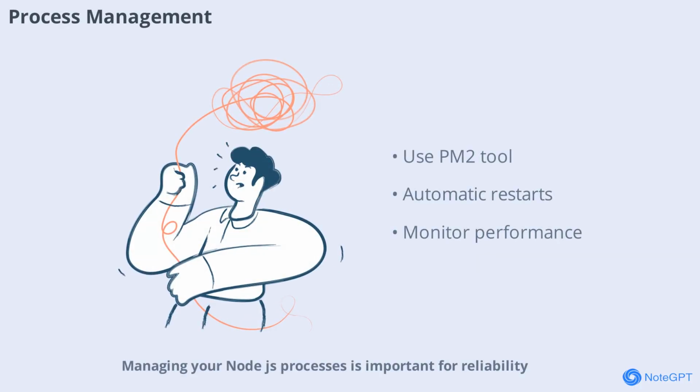Managing your Node.js processes is important for reliability. Tools like PM2 help you keep your app running, restart it on crashes, and monitor performance. Process management ensures your application stays available and performs well under different conditions.